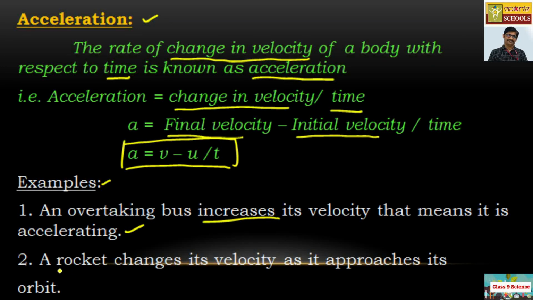Second example, a rocket changes its velocity as it approaches its orbit. When the rocket approaches into its orbit, then its velocity is changing. That change in velocity is nothing but that body, or that rocket, is accelerating. I hope you got a fair idea regarding acceleration.